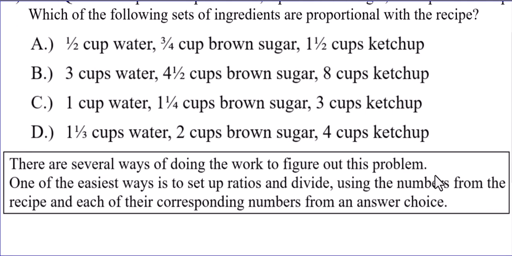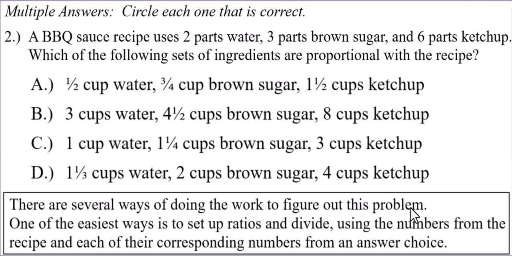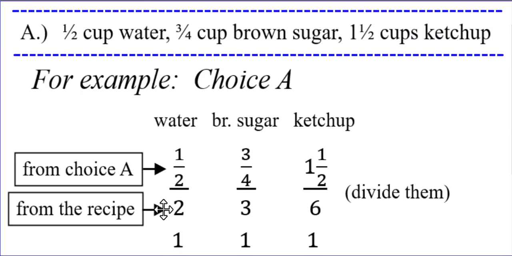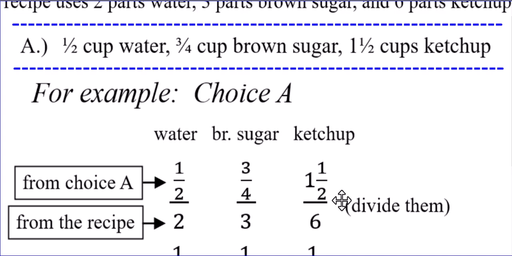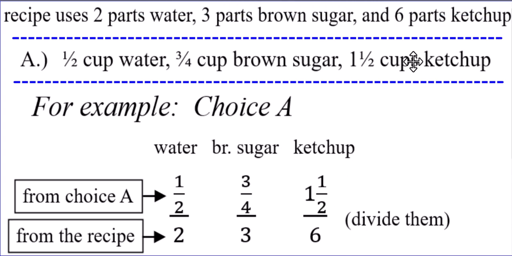Okay, there are several ways of doing the work to figure out this problem. One of the easiest ways is to set up ratios and divide using the numbers from the original recipe and then their corresponding numbers from the answer choice. You're like, Underkoffler, what do you mean? Okay, well, the recipe said 2 parts water, 3 parts brown sugar, 6 parts ketchup. What we can do is take those numbers right here. Make that our denominators, and then our numerators can be from the actual answer choice. 1/2 cup water, so 1/2 cup water for 2 parts water, so water's with water. Brown sugar's with brown sugar, 3/4, there we go, over the 3 from the original recipe.